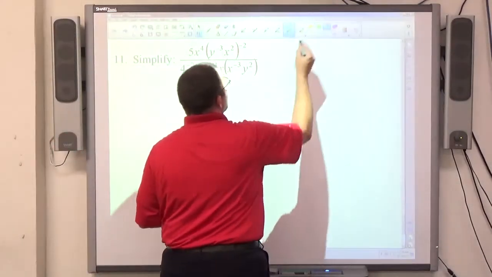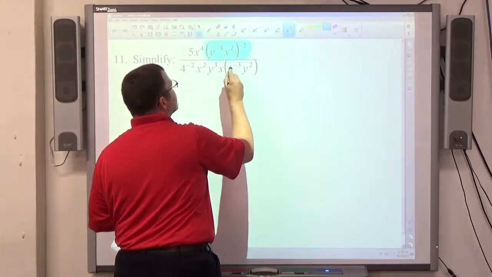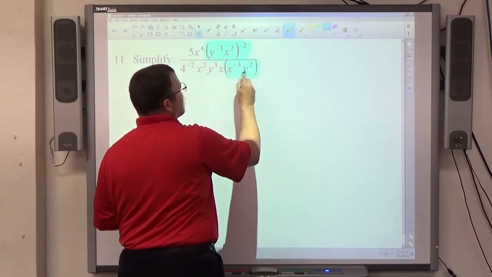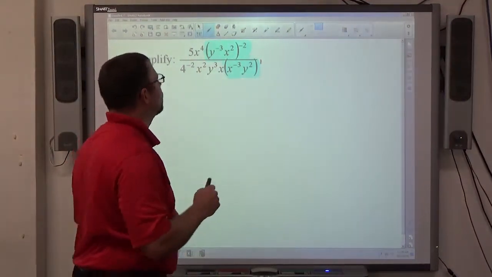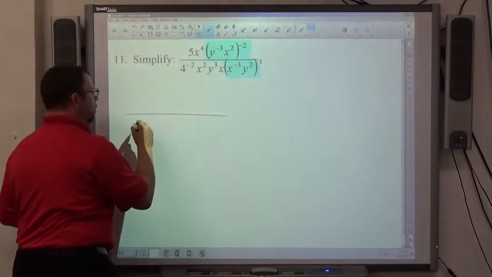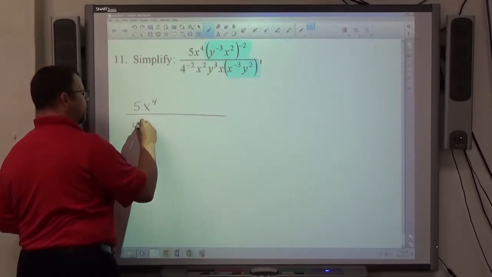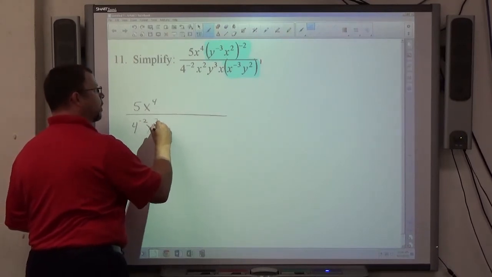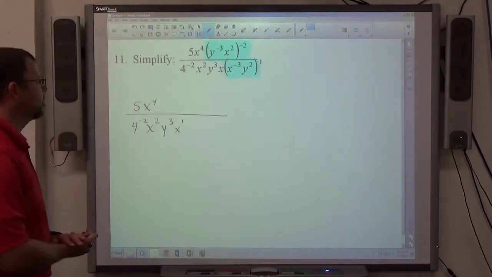So the first thing I focus on in these problems is this structure here. If I see a parentheses to a power, this officially is a parentheses to a power, even though there's no power outside. It's officially the first power outside, so that counts. So in the first step, anything that doesn't have that look, I'm just going to bring down. So 5 and x to the 4th stay right where they're at. 4 to the negative second stays where it's at. X squared, y cubed, x to the first. I put a first power on the x, so everything has a power.